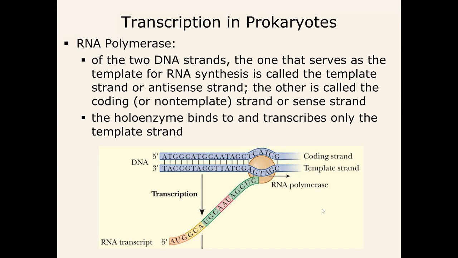In this case, the RNA polymerase is shown as the brown circle here, the enzyme. And the DNA has what is known as the coding strand. That's up here, the 5' to 3'. And the coding strand is called the nontemplate or the sense strand. And then the 3' to 5', that's your template.